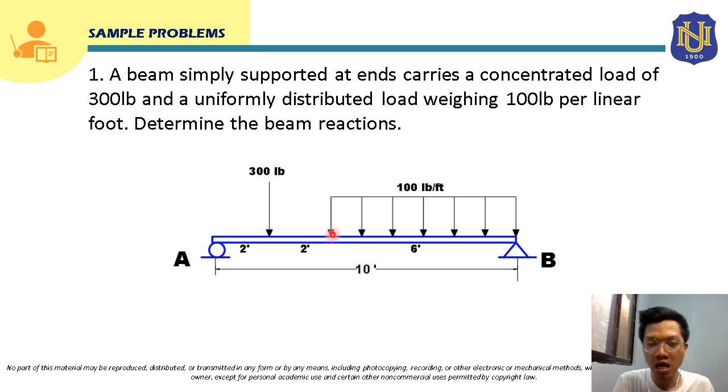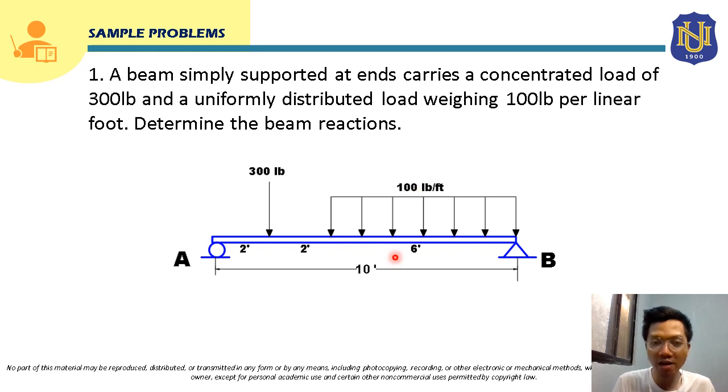So we can solve for the equivalent point load or concentrated load of this uniformly distributed load. We're just going to solve for the area of this rectangular load, so its area will just be base times height. Its base will be 6 and its height will be 100 pound per feet. If you multiply 100 pound per feet by 6 feet, feet will be cancelled and what will remain will be pounds. So that will be the unit for a point load, right?